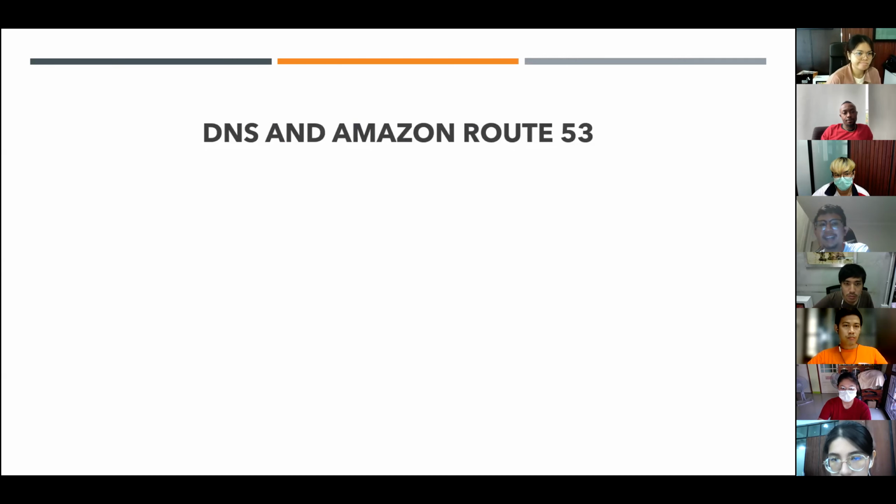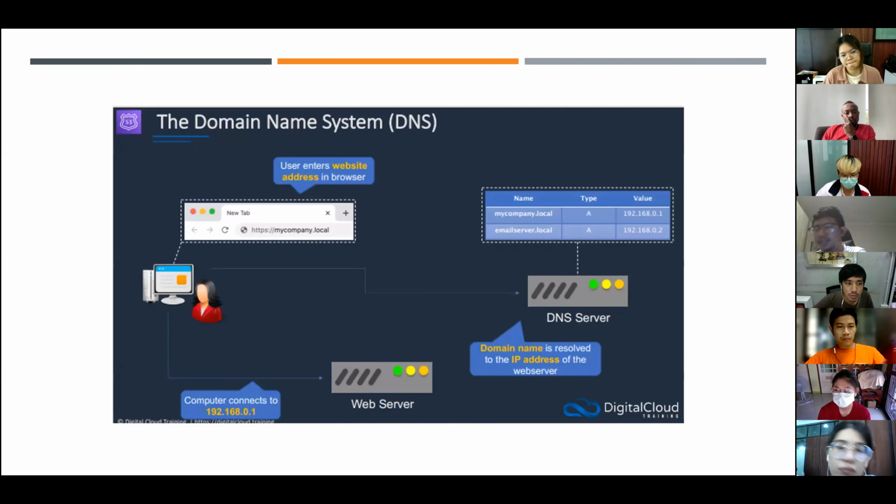Next is DNS and Amazon Route 53. What does it mean? DNS is a service of Amazon. The full name is Domain Name System. What is the Domain Name System? When you have a domain, you have to tell your domain where your web server, your store, is.